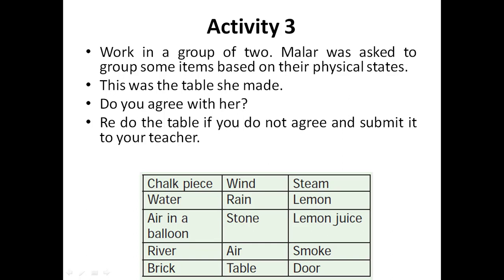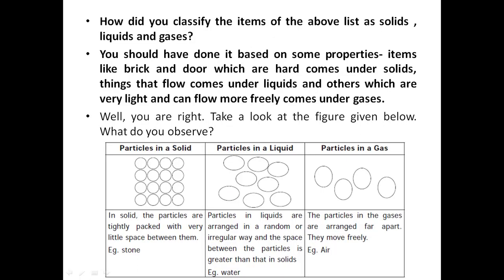How did you classify items of the above list as solids, liquids and gases? You should have done it based on some properties. Items like brick and door, which are hard, come under solids. Things that flow come under liquids, and others which are very light and can flow more freely come under gases. Well, you are right. Take a look at the figure given below. What do you observe?